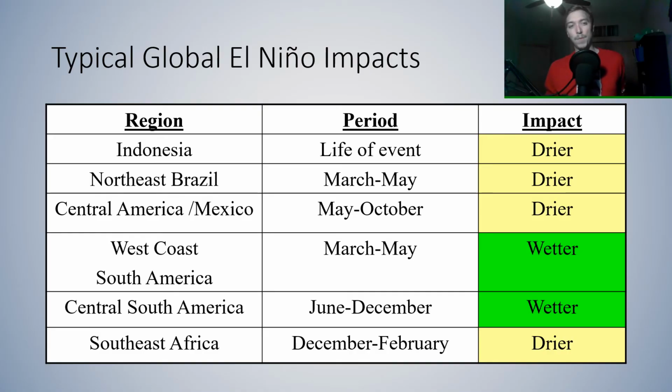So typical global El Niño impacts: in Indonesia, we see drier conditions for the entire duration of an El Niño event. Same with Northeast Brazil in March through May, Central America and Mexico in May through October, and Southeast Africa from December through February. Along the West Coast and in South America through March and May, we typically see wetter conditions. And in Central South America, we also see wetter conditions through June and December.